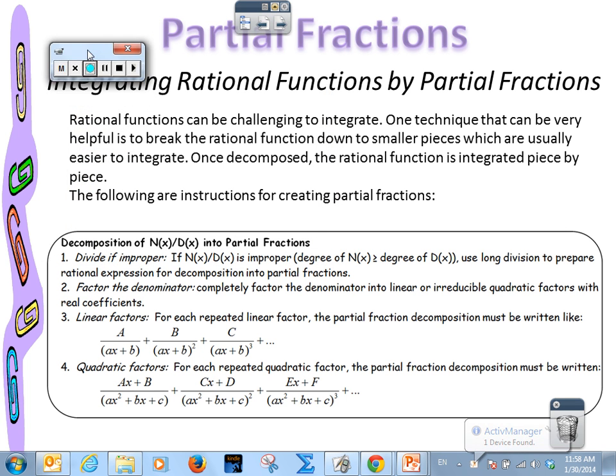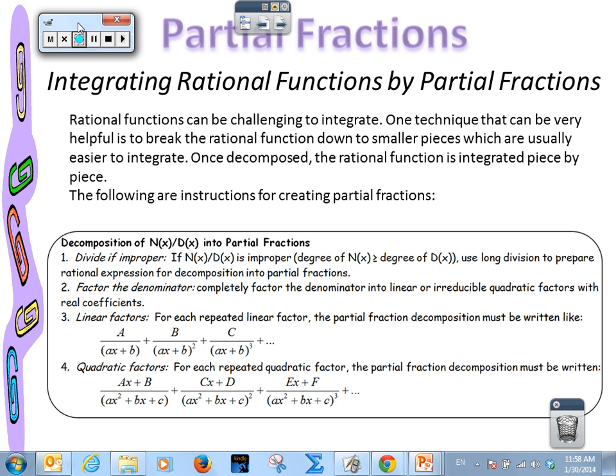Okay, guys, here we go. Today's lesson is on partial fractions. We're going to basically use partial fractions to help us integrate some rational functions that we wouldn't be able to integrate any other way.